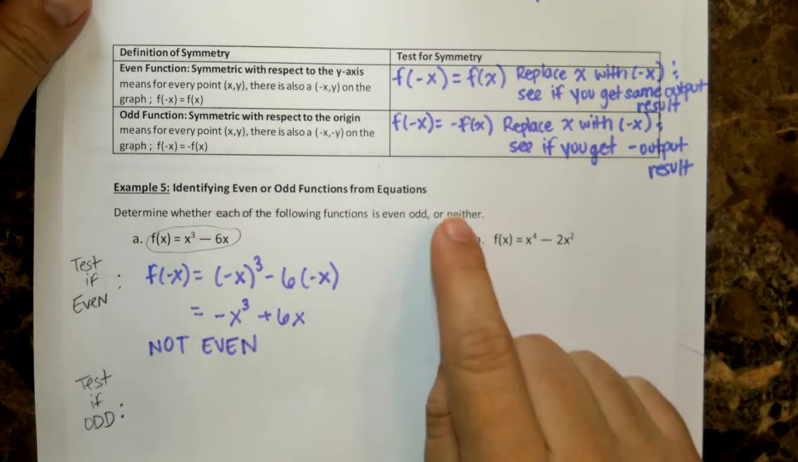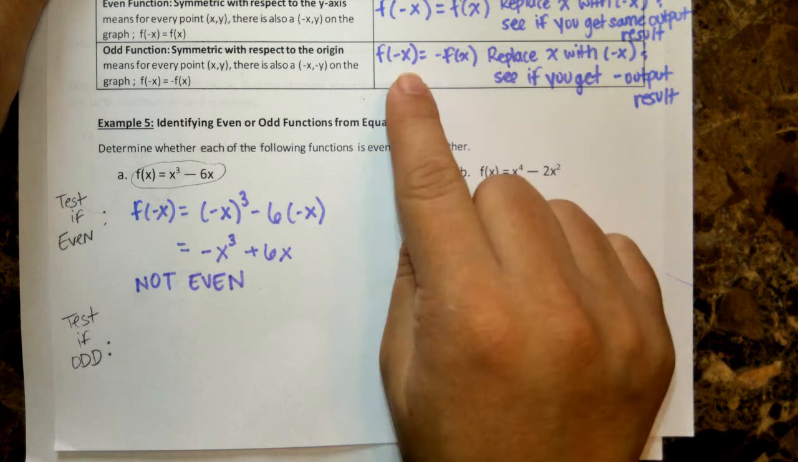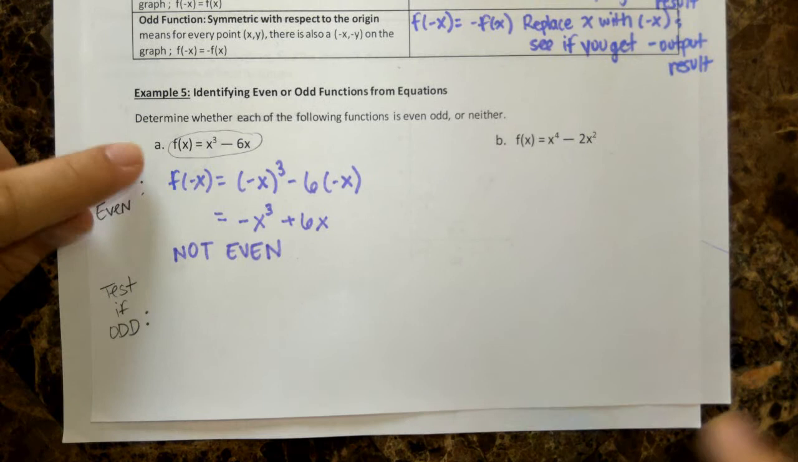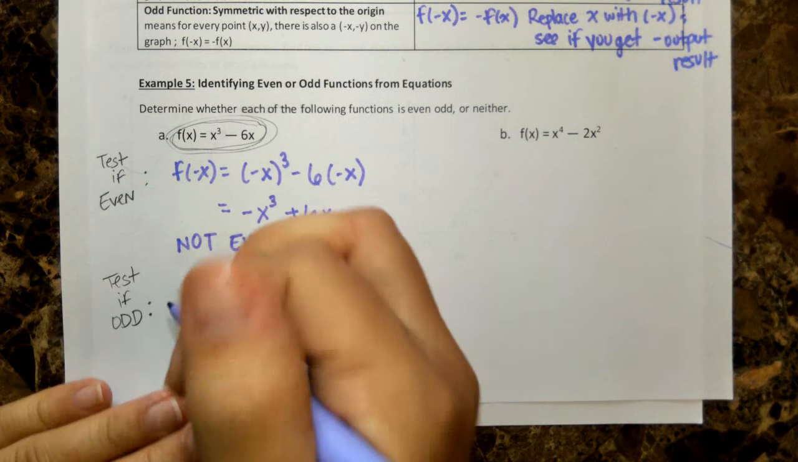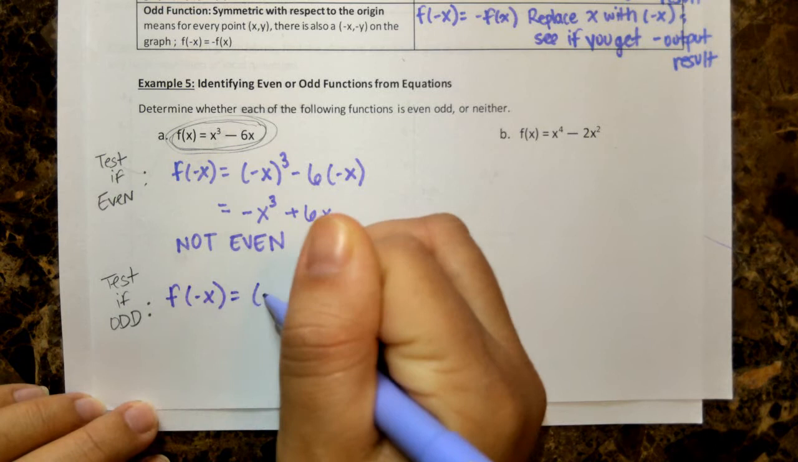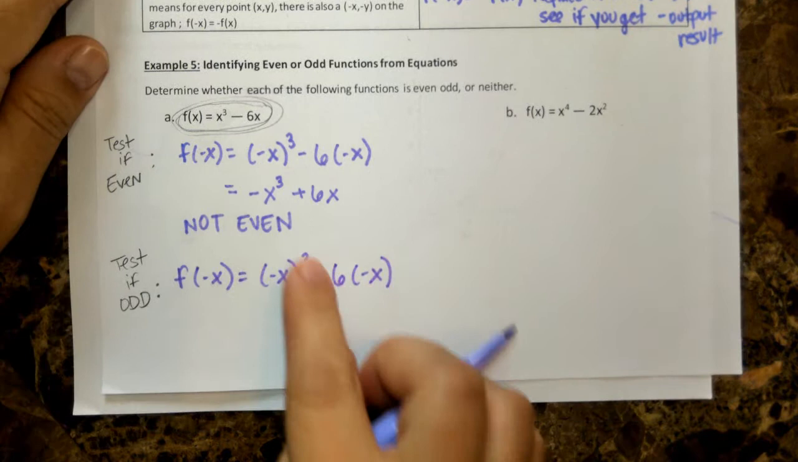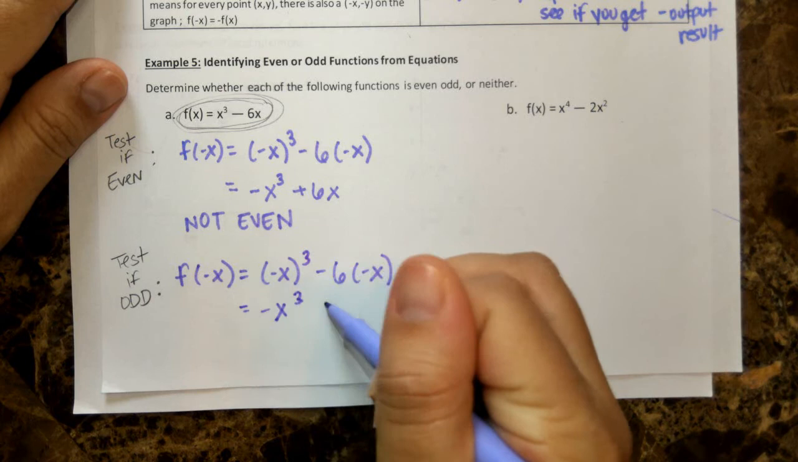What I'm going to do is replace our x with a negative x, which we've already done up here, so I'll just rewrite it. I'm going to take my original function, which is this one right here, and replace the x with a negative x. So I'll have f of negative x equals negative x cubed minus 6 times negative x. I would simplify, which we already did, so I'm not going to do it again. I'm just going to write down the answer that we got: negative x cubed plus 6x.